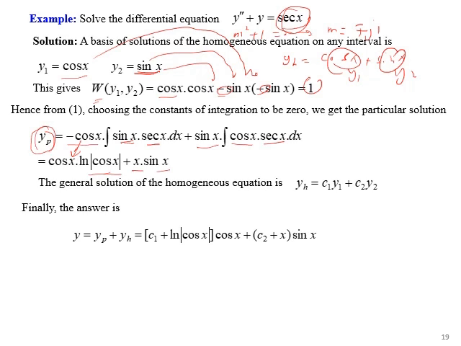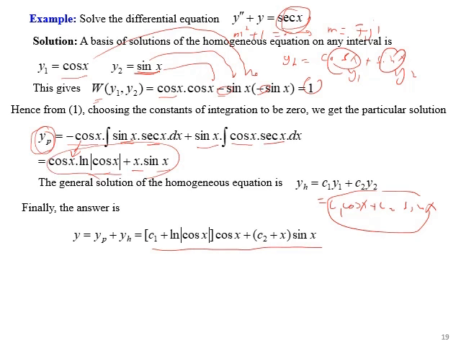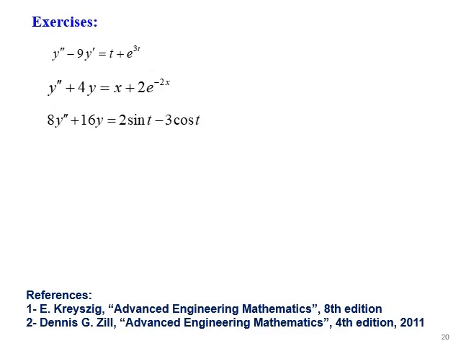I got the particular solution, and I know that yh is c1 y1 plus c2 y2, which means c1 cosine x plus c2 sine x. If I add this part to this part and simplify, I get this expression. This is how we solve the second order non-homogeneous differential equation by variation of parameters. I will stop here. There are more to be solved.